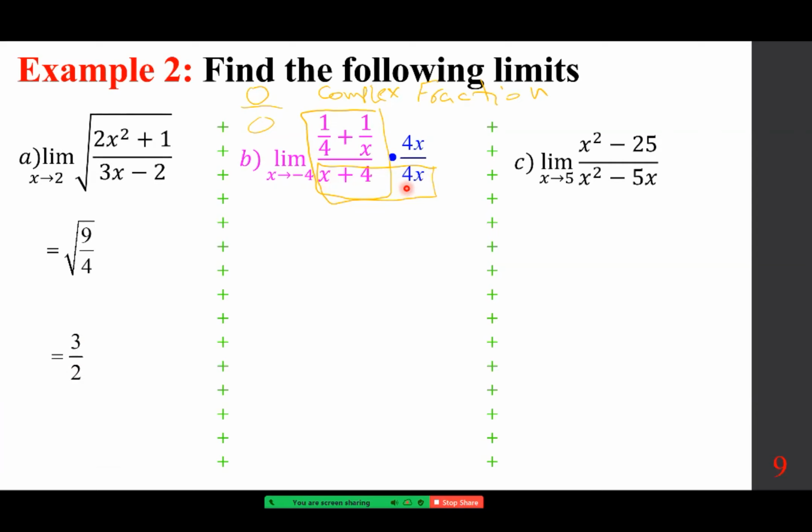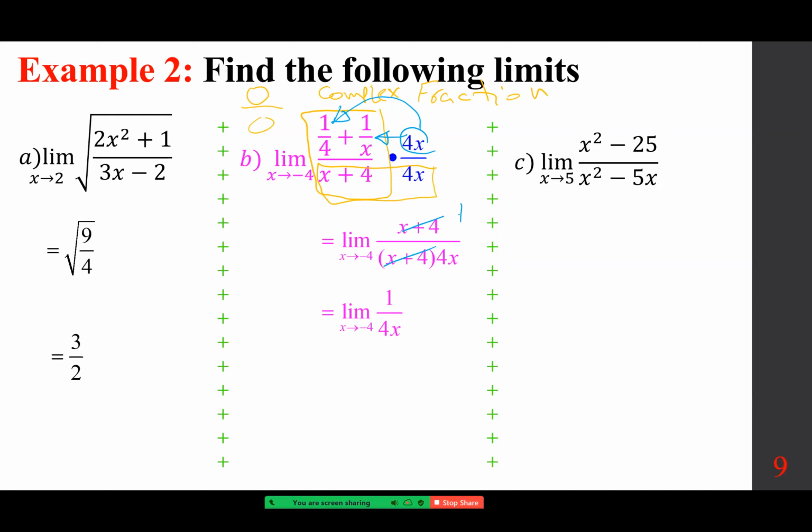But for the top, if you do the multiplication, you multiply 4x by 1/4, and you get x. If you multiply by 1 over x, you get 4. And as you can see, there is a common factor of x plus 4. We drop it. Again, look at the denominator. We are not going to distribute. So we get the limit of 1 over 4x as x approaches negative 4.